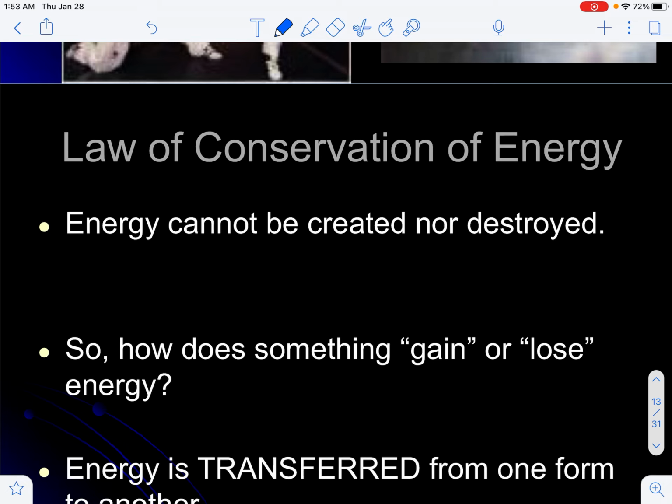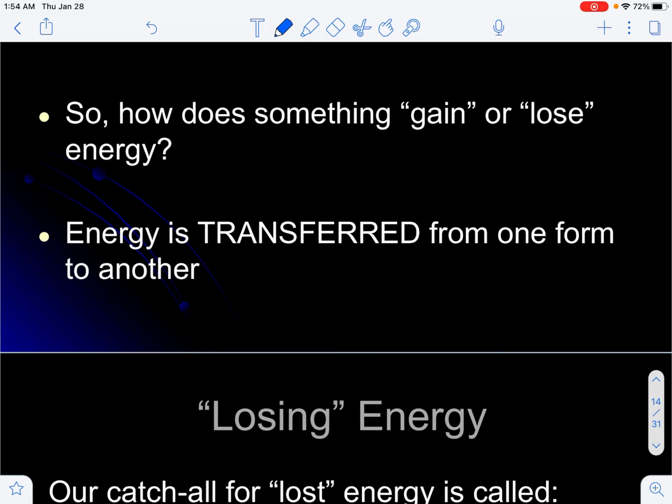Either you gave it a push, which means you turned your chemical energy into the kinetic energy of the ball, or it was dropped, meaning we're turning the potential energy into the kinetic energy of an object. Conservation of energy just means that energy is going to transfer from one form into the next.